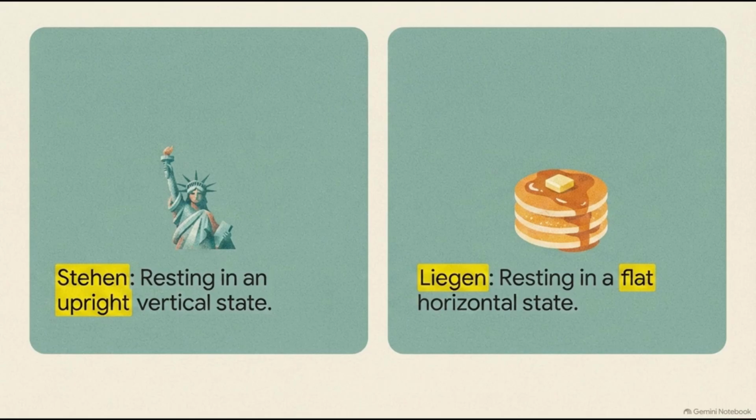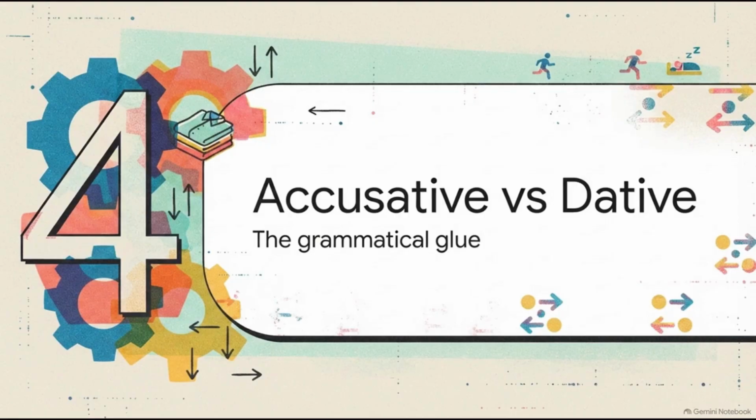On the left, instead of active placement, we now have stehen. This describes a vertical resting state. That bottle, it's not being placed anymore, it is simply standing there, upright. And on the right, we've got Liegen, which describes a flat, horizontal resting state. The book isn't being laid down, it's already lying there. Simple as that. All right, Section 4, the grammar.